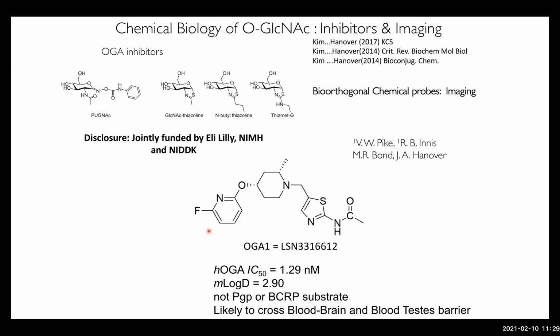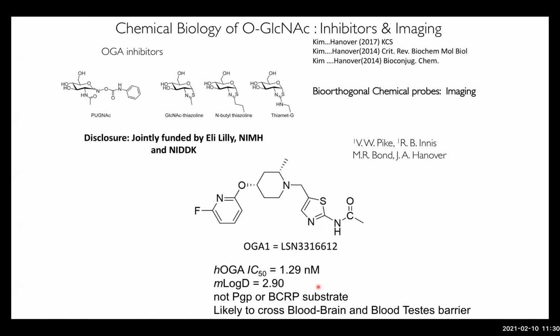This compound, which is called OGA1, was the prime candidate. We did this jointly with Eli Lilly and in collaboration with Victor Pike and Bob Ennis at the NIH. So this ligand has an IC50 of about 1.29 nanomolar, fairly decent IC50 with regard to O-GlcNAc activity. It has an M-log-D of about 2.9, so it has the characteristics of a potential ligand.